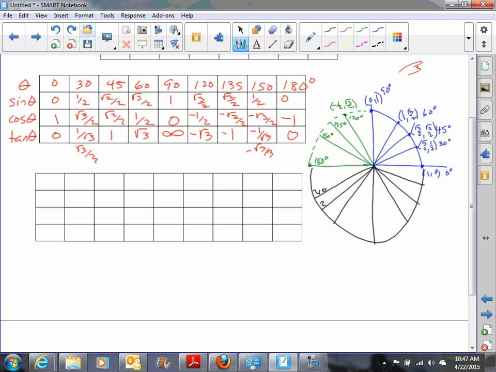This is going to be 225, and this is 240 degrees, 270 degrees, 300, 315, 330, and then of course again 360. So if we want again theta, sine theta, cosine theta, tan theta in 180, 210, 225, 240, 270, 300, 315, 330, and 360.